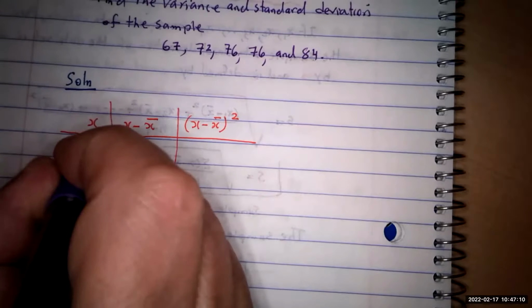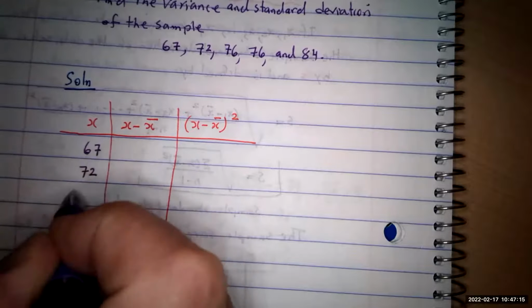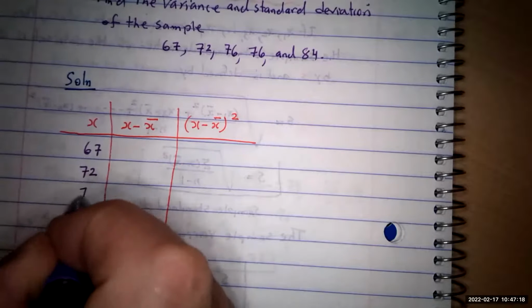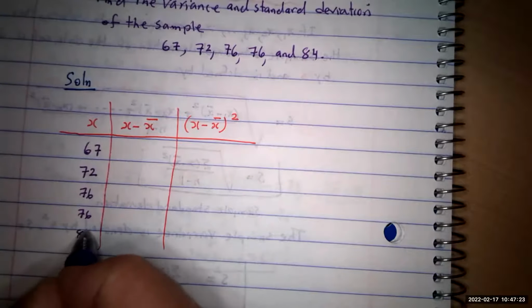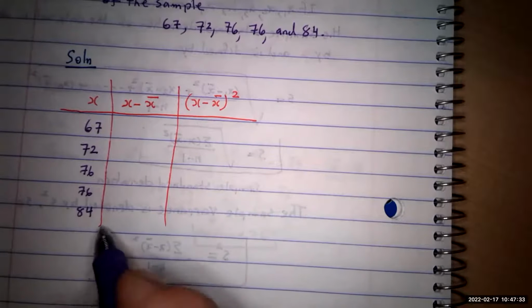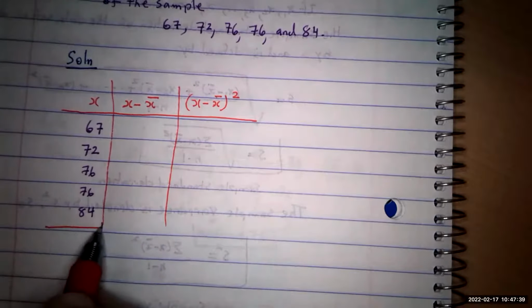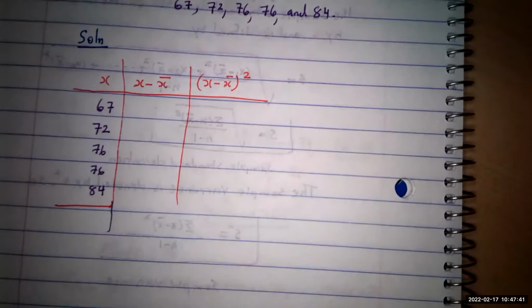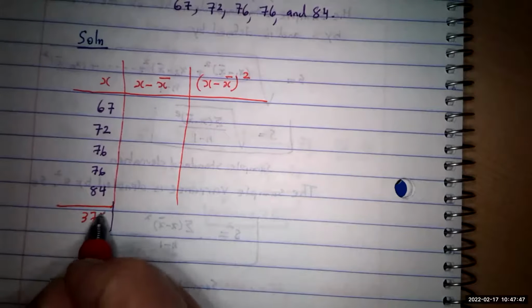Now in this table, the numbers here are 67, 72, 76, and 84. Okay, those are the values that you have. With this formula, you have to find the x bar first. So what you're going to do, you are going to add these numbers together. If you add them together using your calculator, that gives you 375.